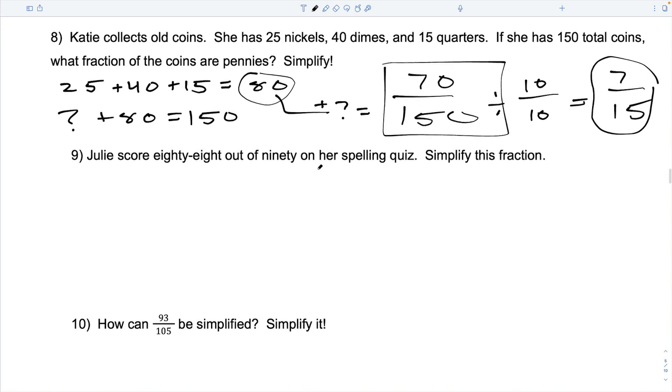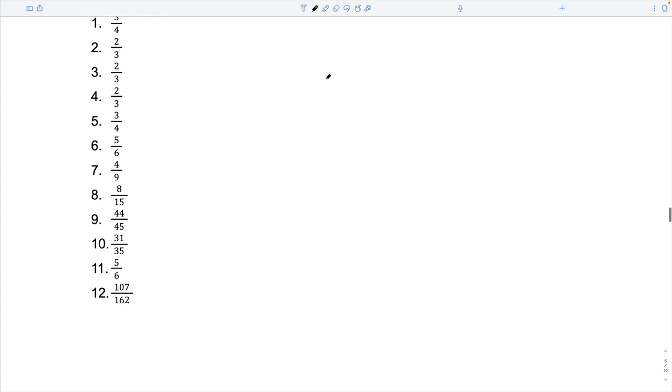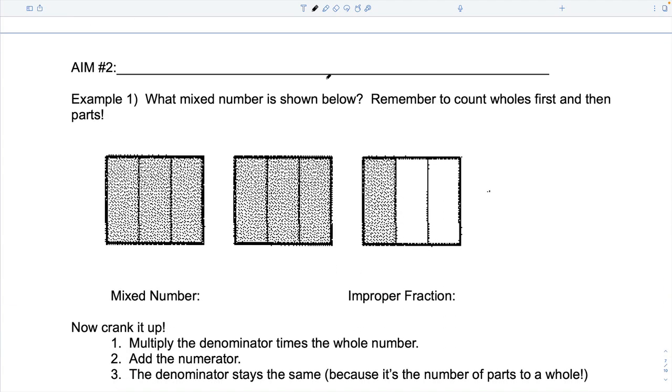If you didn't get silver, that's okay. Flip your page past the answers to aim number 2. We're going to do a quick little aim, 5 minutes, because you have 3 problems like this on your homework, and I want you to be prepared.